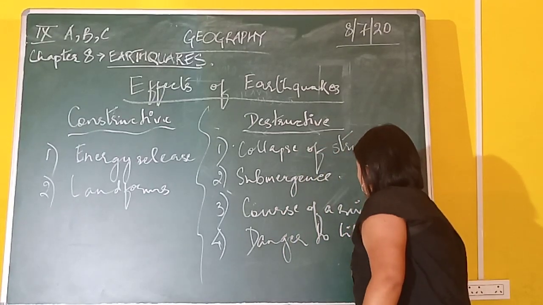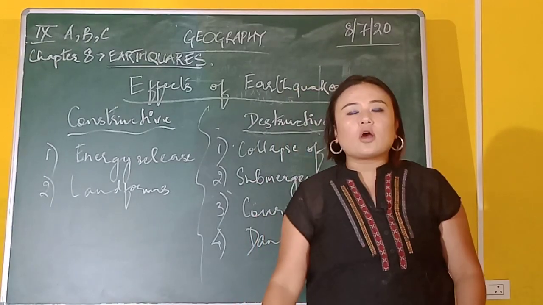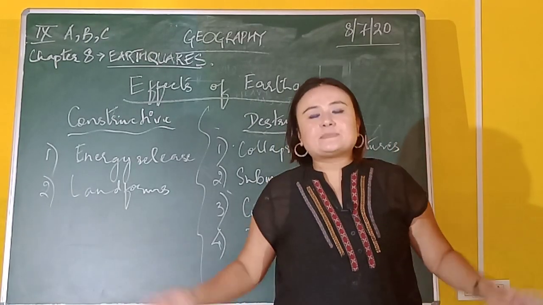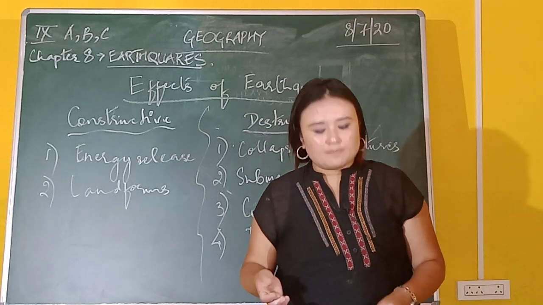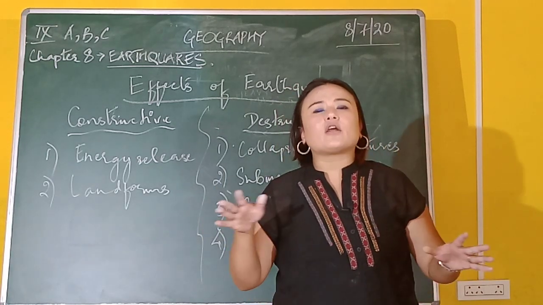Danger to human life. So many people are dying because of earthquakes. Your life is basically being lost when you are hit by an earthquake, with the collapse of buildings and all. That is causing different varieties of natural calamities.